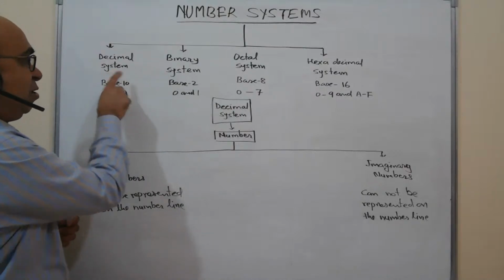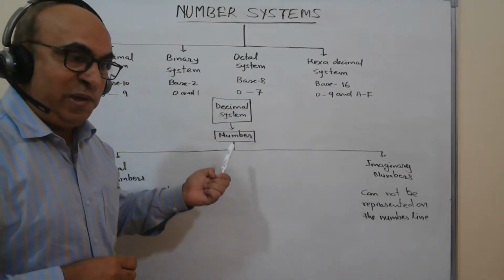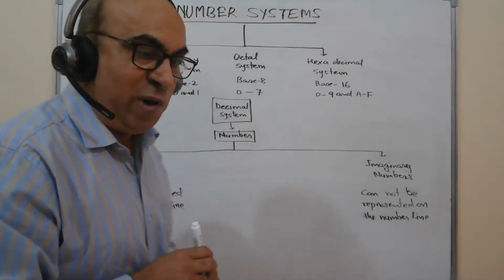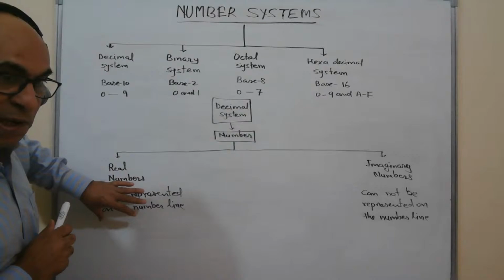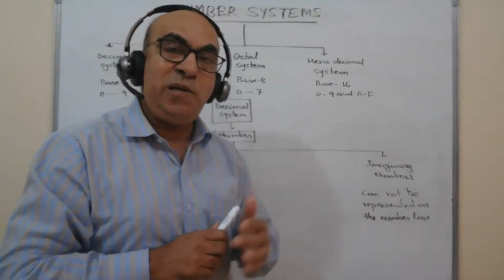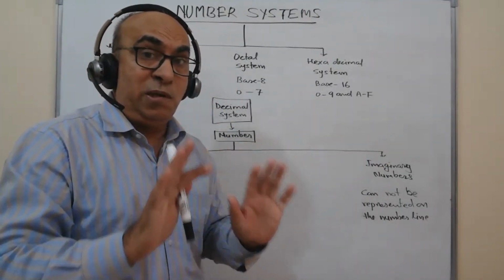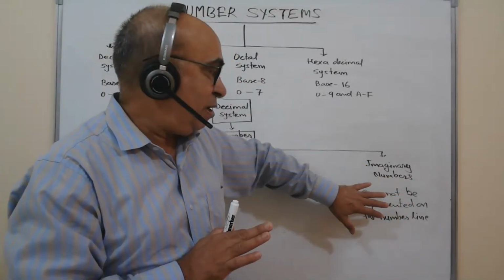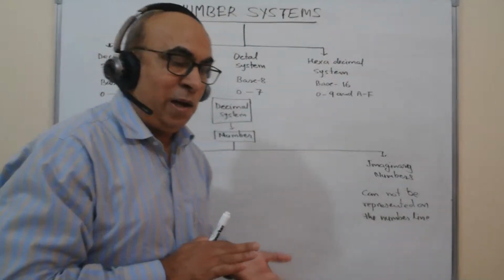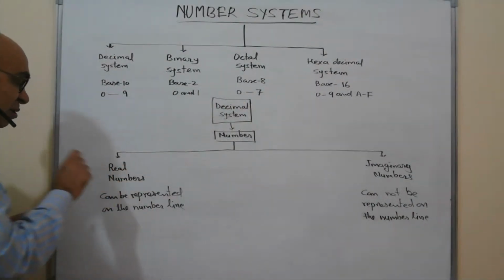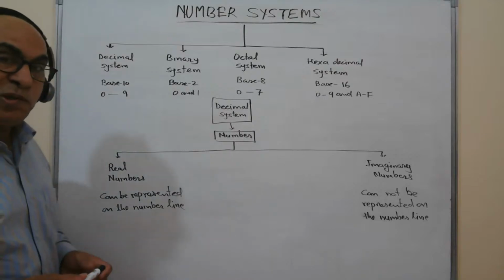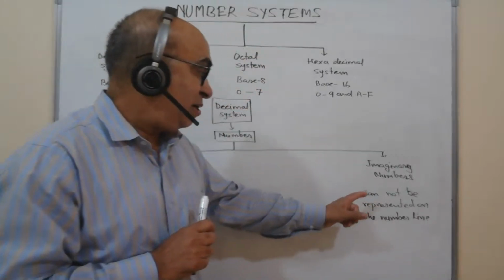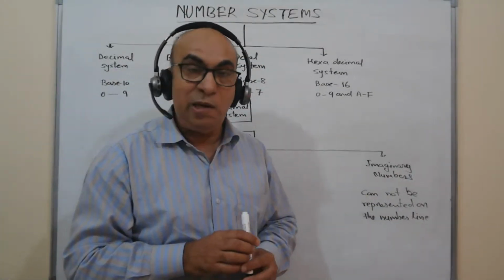So in our life, we are using the decimal system. So I'm starting from here. In the decimal system, numbers are of two types. One is the real number, which we are using in our life, and the second one is the imaginary number, which we are not using in ninth grade. I'm just classifying this, but you will learn about imaginary numbers in other classes. So what is a real number? Those numbers that can be represented on the number line are called real numbers, and imaginary numbers cannot be represented on the number line.